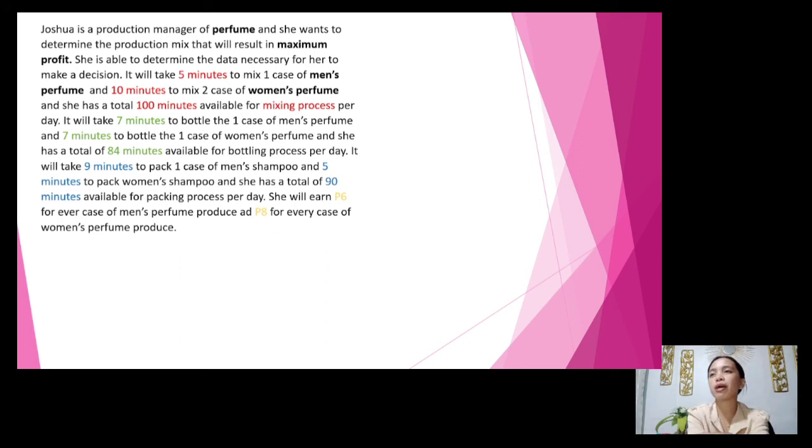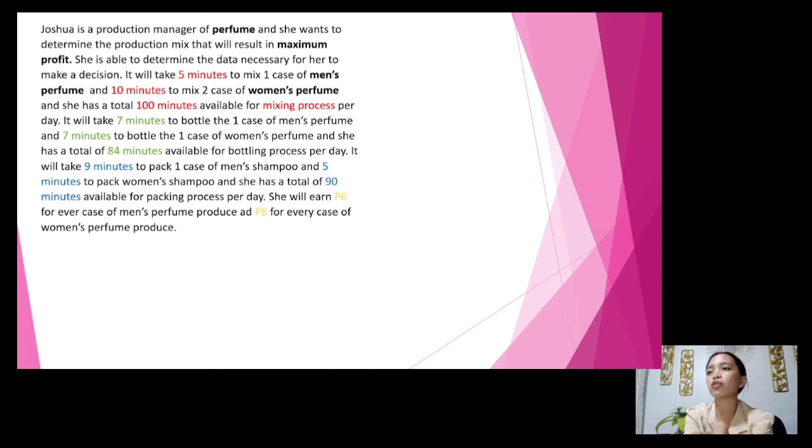Joshua is a production manager of perfume, and he wants to determine the production mix that will result in a maximum profit. He is able to determine the data necessary for him to make a decision. It will take 5 minutes to mix 1 case of men's perfume and 10 minutes to mix 2 cases of women's perfume, and he has a total of 100 minutes available for the mixing process per day.